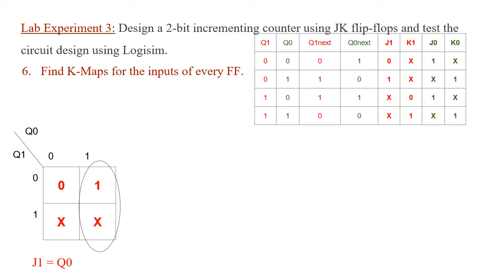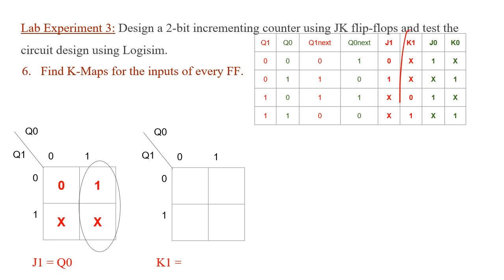Next, we're going to create a K-map for K1. I'm going to fill it so that it has the values of K1. So don't care, 1, 0. Now we're going to group the ones together, which will result in K1 having the value equal to Q0 as well.